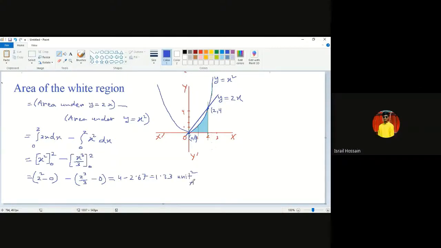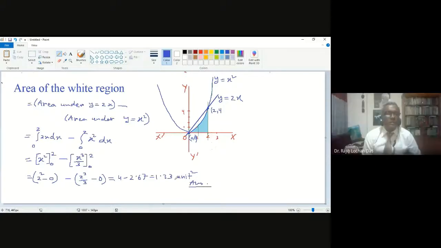Sir, what about pi? We are not using pi because we are calculating area. Pi is necessary only for volume, and for volume you also have to square, y square. We are not squaring here. So we found the area of this white part, and this part will be 1.33 unit square, and that's it.